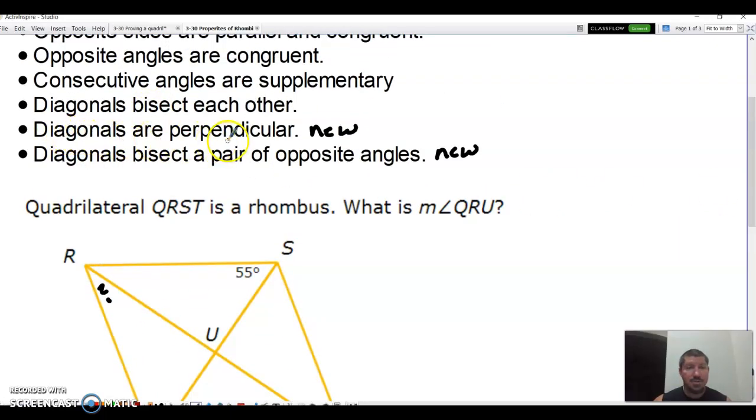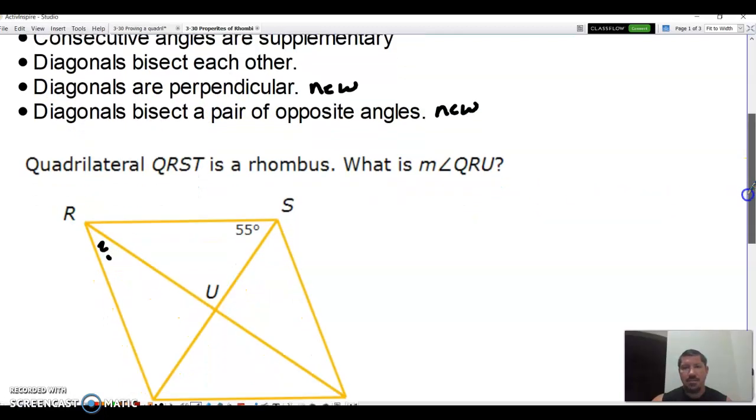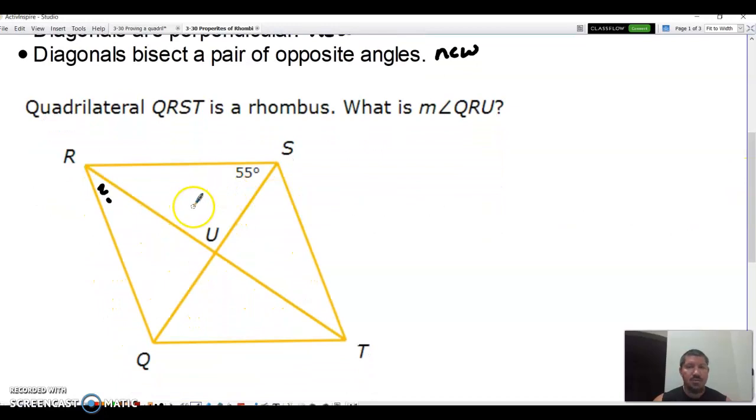So diagonals are perpendicular and diagonals bisect a pair of opposite angles. So two things we know from that. One, I know that this is a right angle here, and the other thing is I know that this angle is congruent to that angle. So if I can find the angle within this right triangle, then I know this angle.